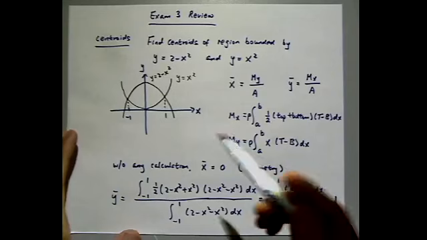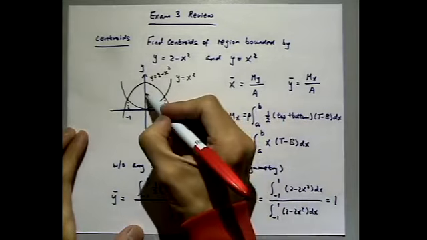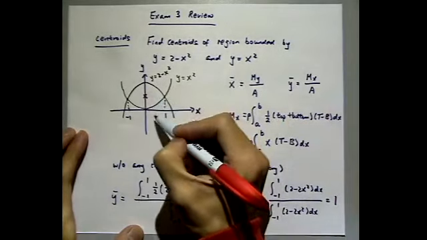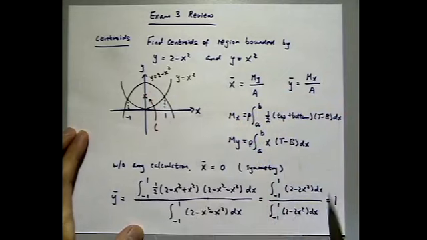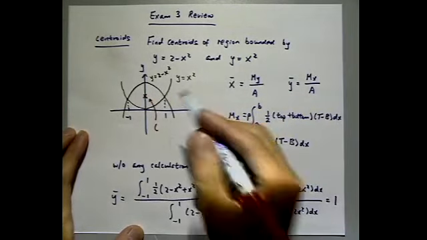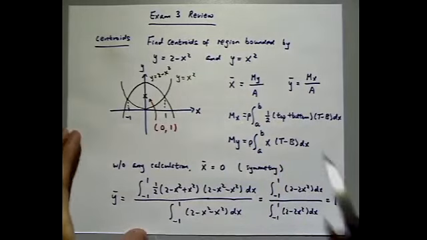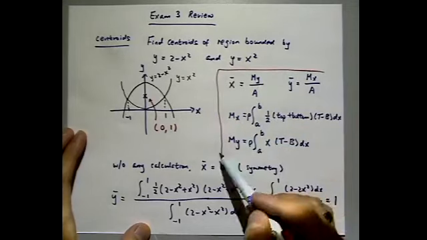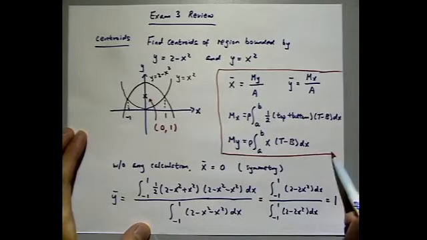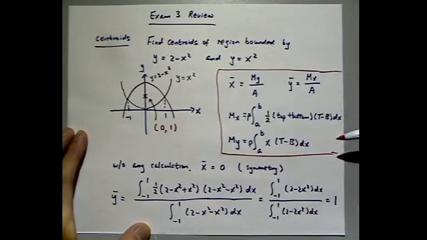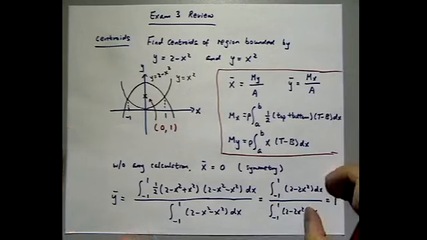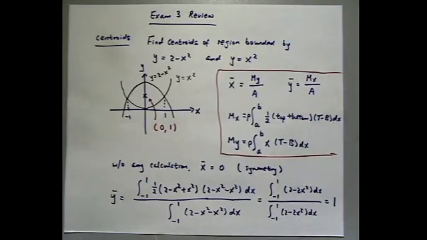So now I know where the center of mass is. It's going to be somewhere over here. And it's got a coordinate of 0, 1. All right, so the key equations are here. You have to know these equations. You won't get these on the exam. Question? You got it? Okay, good.